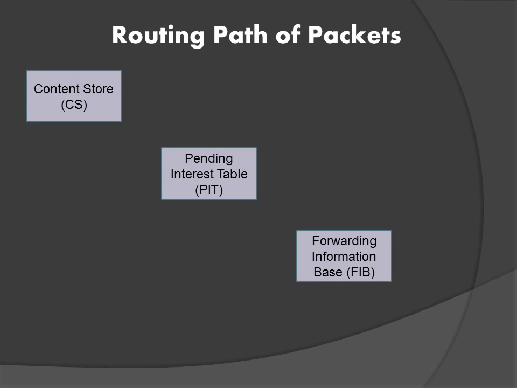Once the interest packet has been created, it follows a specific path through certain sections in a previously configured router. And those are three sections. The first one is the content store, or CS, the pending interest table, PIT, or the forwarding information base, FIB. The content store is the first stop for the interest packet. And this is where you're going to find interest packets that have been previously fulfilled.